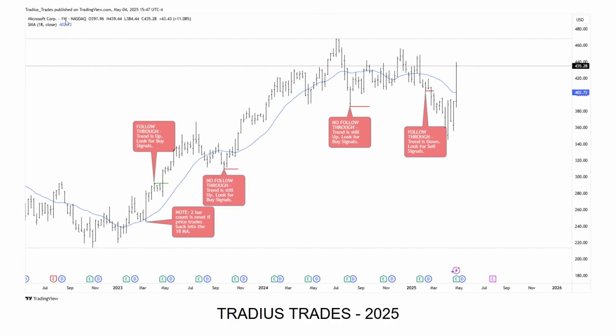Here's Microsoft, a stock on the weekly chart. So here we have the 18 MA and 2 bars above. Now we didn't follow through, we traded down into the 18 MA, and I made a note here that the 2 bar count is reset if price trades back into the 18 MA.